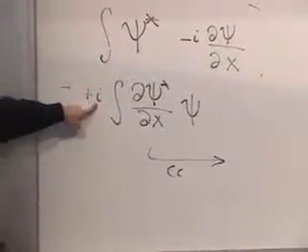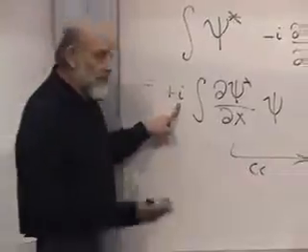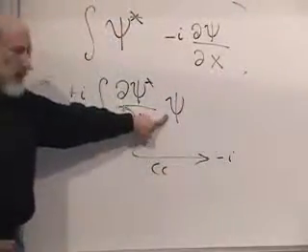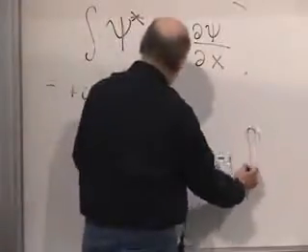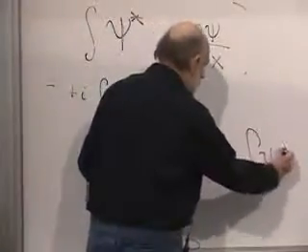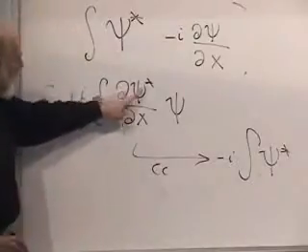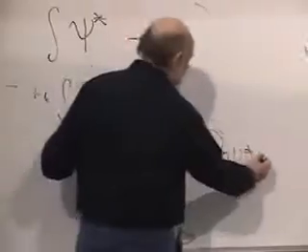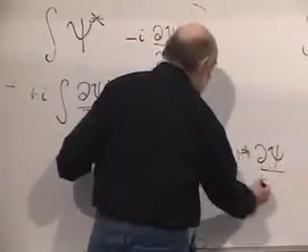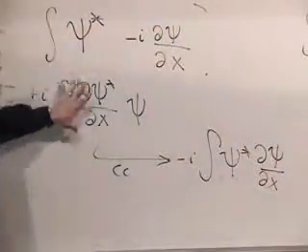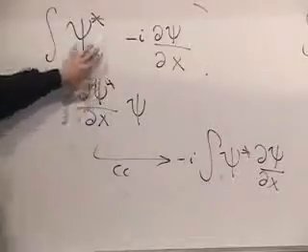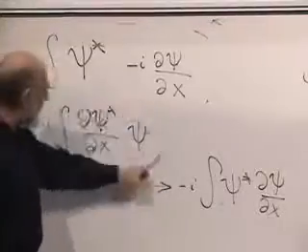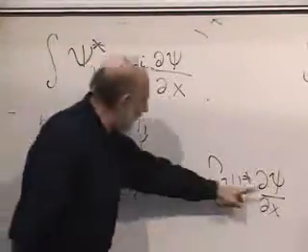What's the complex conjugate of i? Minus i. What's the complex conjugate of psi? Psi star, right? What's the complex conjugate of d psi star by dx? d psi by dx. But look, the complex conjugate of the right-hand side is just the left-hand side. Minus i psi star d psi by dx.